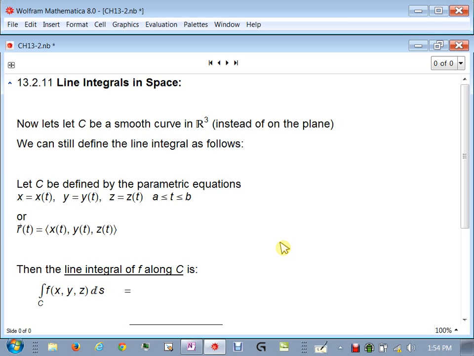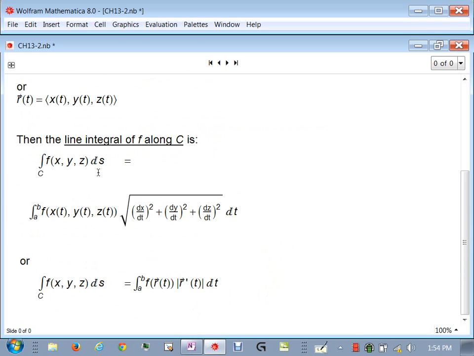So if we do this, then our line integral of f along C with respect to what here? ds. When you see ds in a line integral, ds is with respect to arc length, right? So what's the arc length? This piece right here. Very similar to what we saw before, except we're adding in that third component. What does f of x of t, y of t, z of t mean? It means you replace all your x's with your parametric equation for x, all your y's with the parametric equation of y, all your z's with the parametric equation of z.